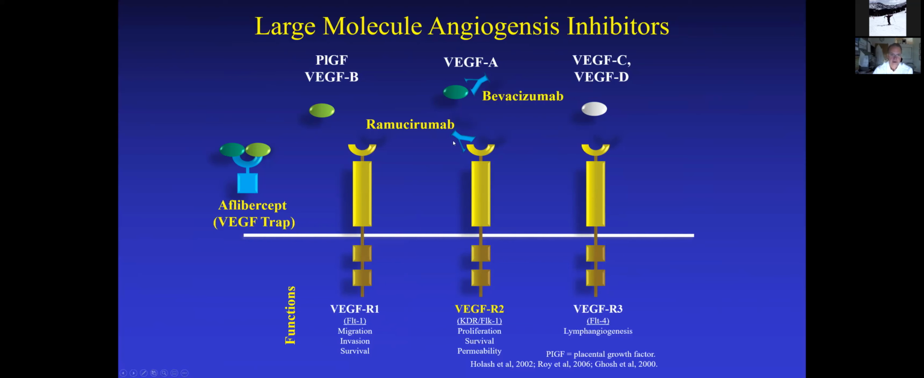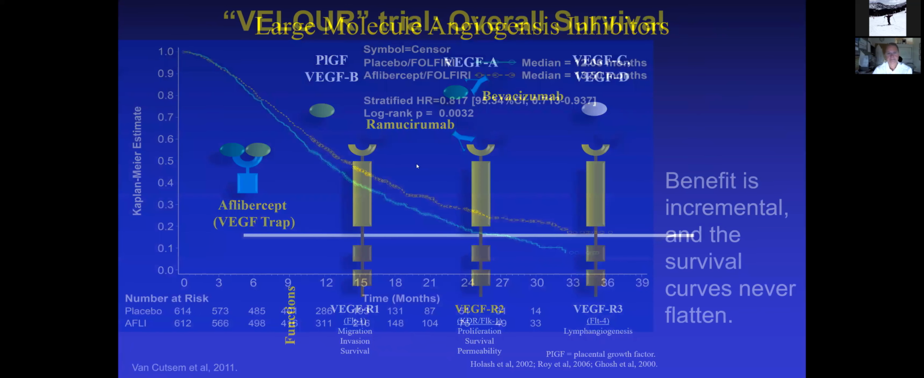And so some of these drugs will block the receptor here, some will block the ligand, and some will block multiple ligands. This one is called VEGF-A. You also have VEGF-B and placental growth factor, or PLGF.